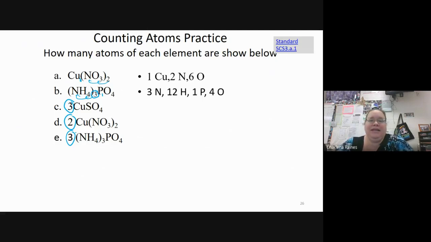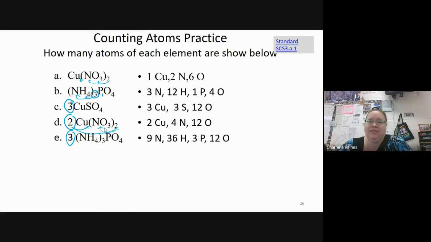Now, as we're adding coefficients, these big numbers in front are my coefficients, and they multiply everything immediately behind them. Anything that is in that compound is multiplied by that coefficient. So when I add a 3 in front of my copper 2 sulfate, I end up with 3 coppers, 3 sulfurs, and 12 oxygens. With my copper 2 nitrate, I end up with 2 coppers, 2 times 1. And then for my nitrogens, 2 times 2 times 1, so 4. And for my oxygens, 6 times 2, 12. You kind of see how this particular process works. Remember, you are allowed to use a calculator if you and mental math are not best friends.